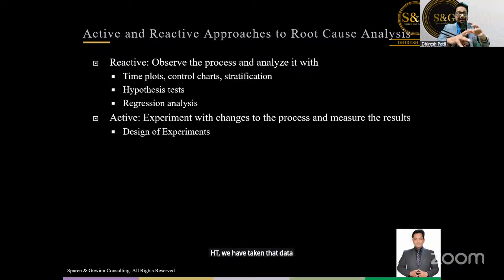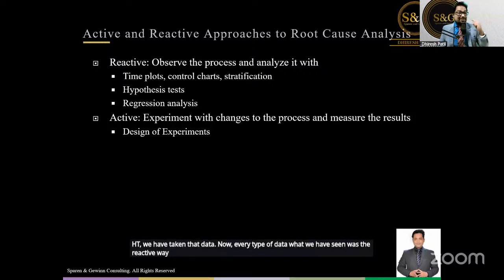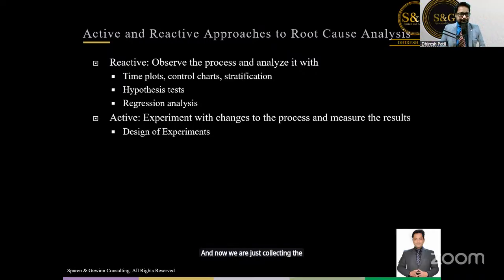Now, every type of data we have seen was the reactive way of collecting data. What is reactive way? The process has happened in the past and now we are just collecting the data about it. Understand this? In all these things, whatever we have learned till now, in yellow belt, green belt, black belt, was all reactive way of collecting the data.